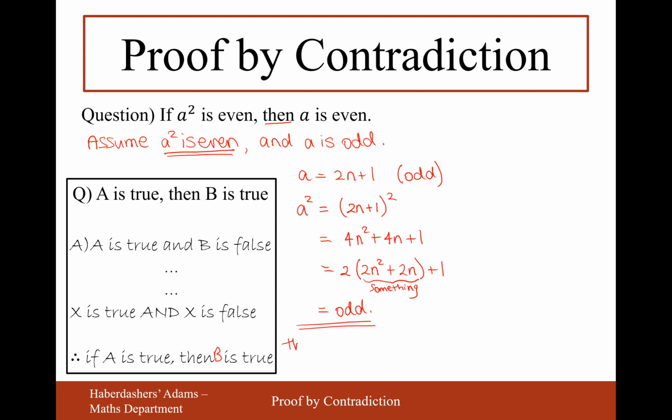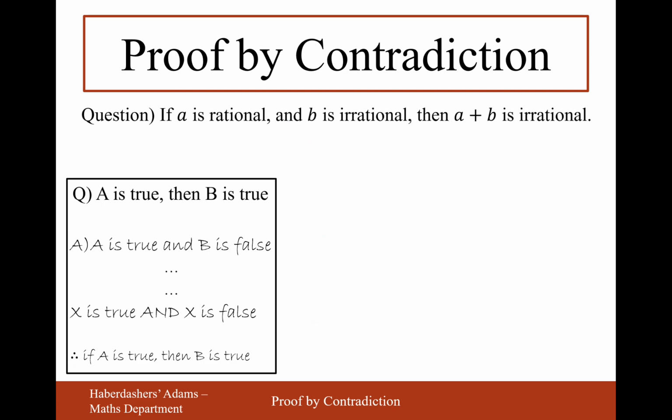So therefore, if A squared is even, A is even as well. And there we are, that's the answer to this proof by contradiction. Okay, so let's move on to the next question.